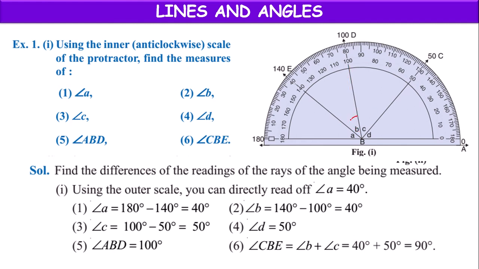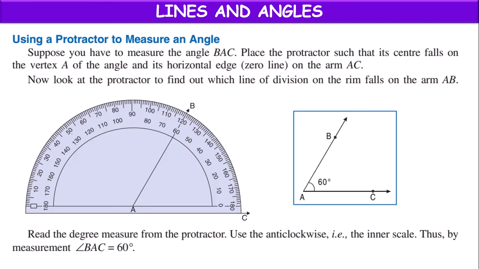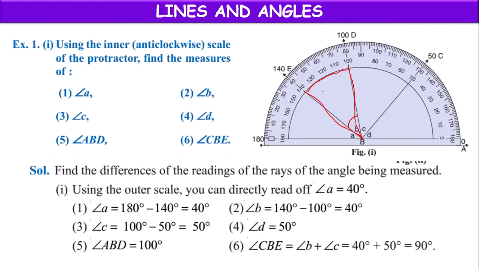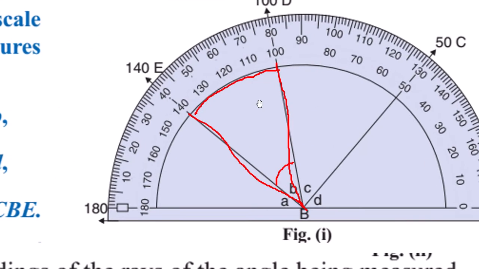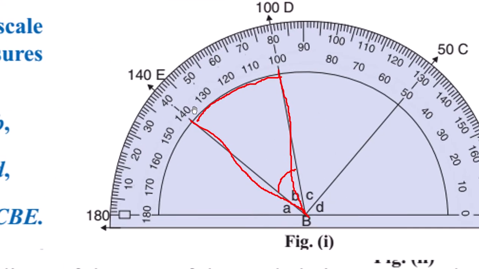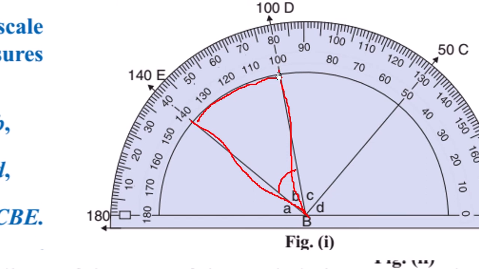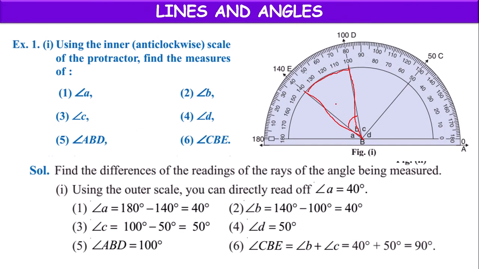Now angle B. This is the arm, this is the other arm, and this is the arc. What are the measurements here? One arm is at 100, another arm is at 140. So 100 to 110, 10, 20, 30, 40. Or 140 minus 100 directly we can do. So angle B measurement is also equal to 40 degrees.